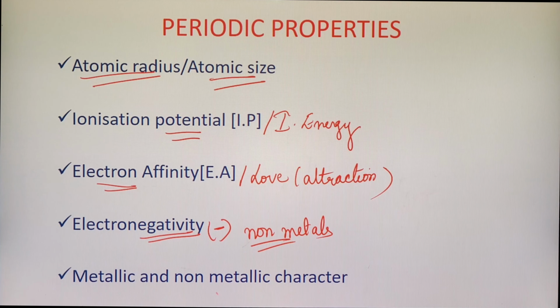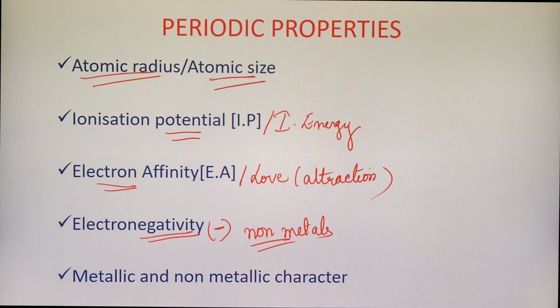The next trend is metallic and non-metallic character. Clear? This also you know. As you move from left to right in the periodic table, metals are slowly converting into non-metals. Am I clear till here, children?